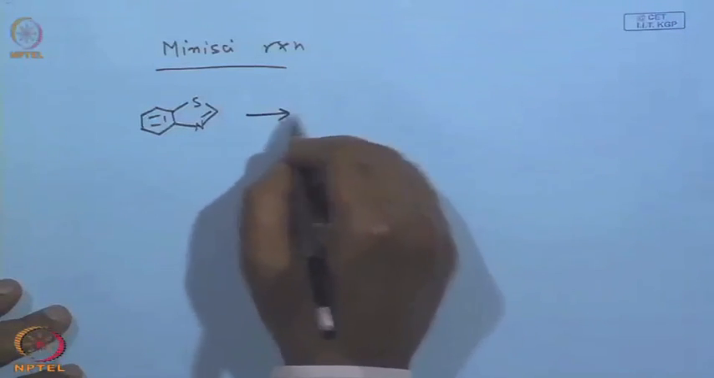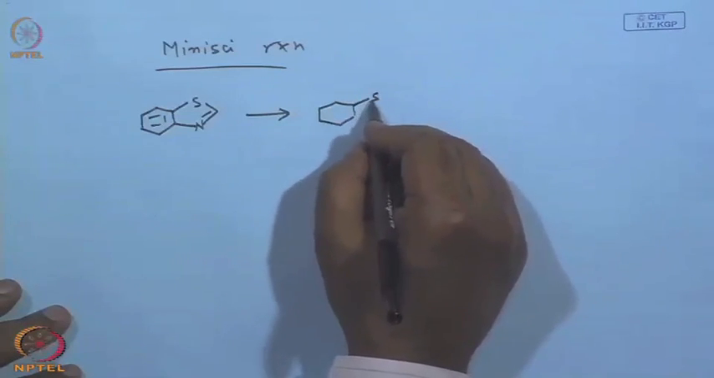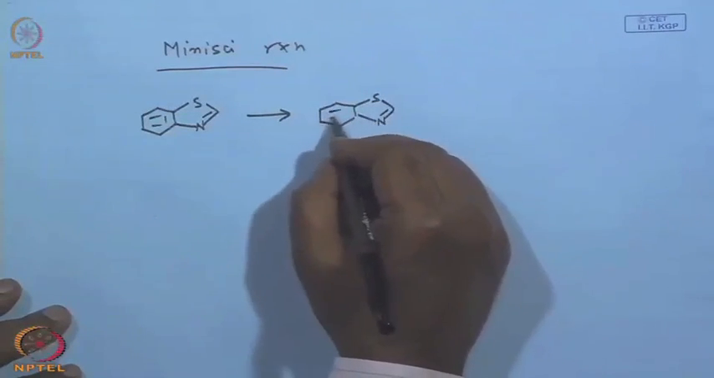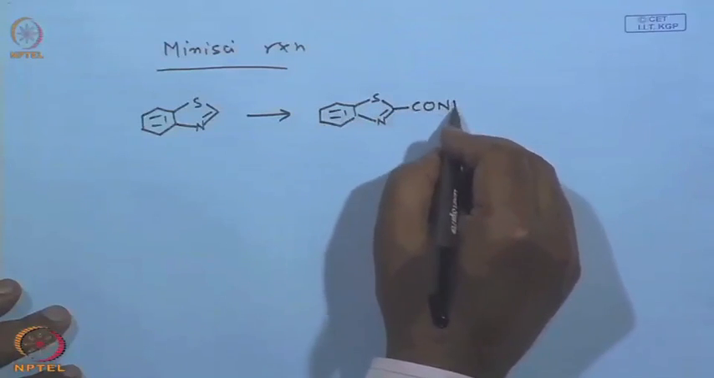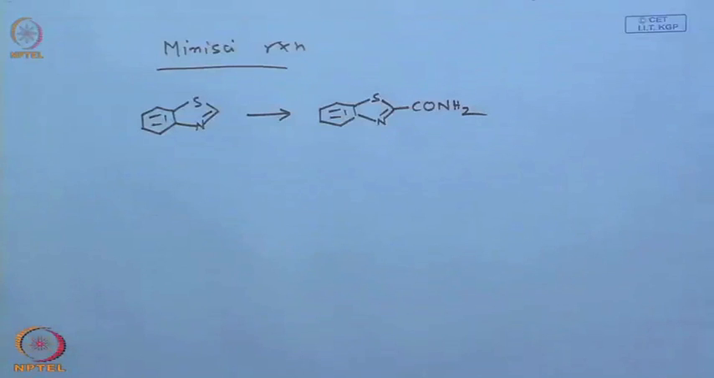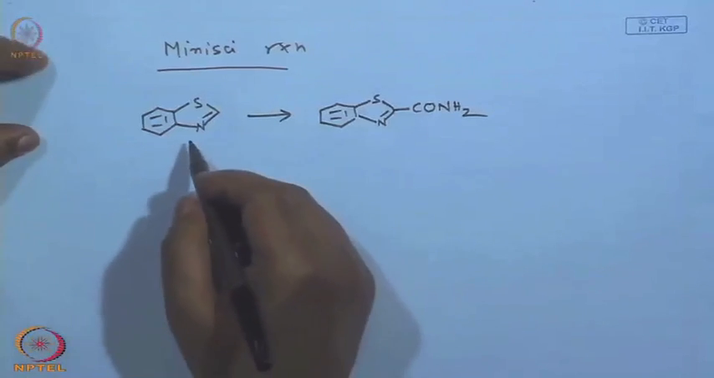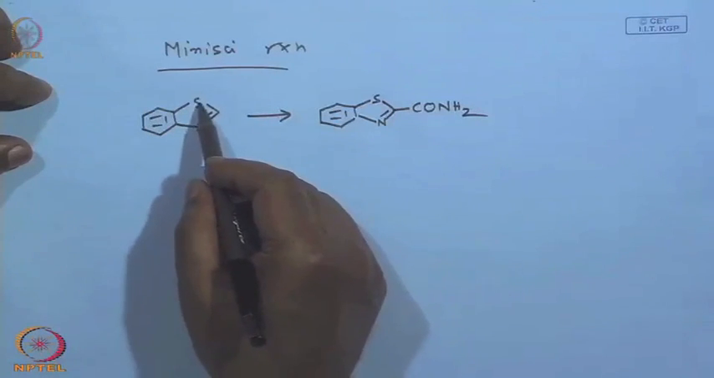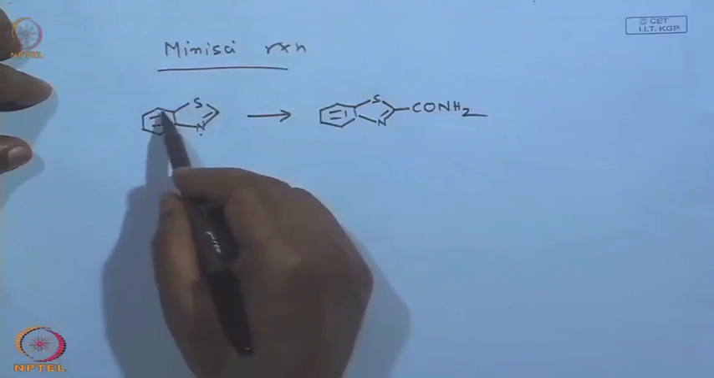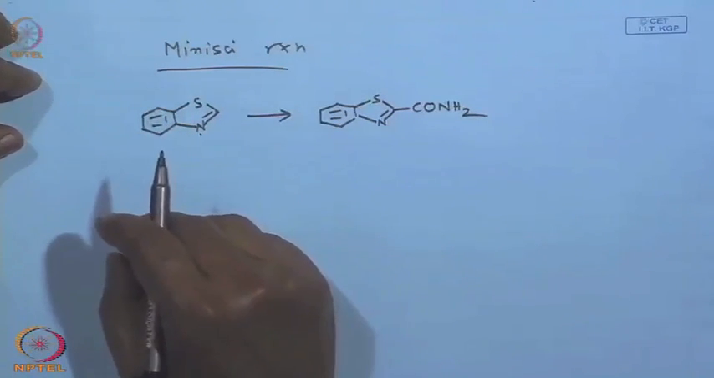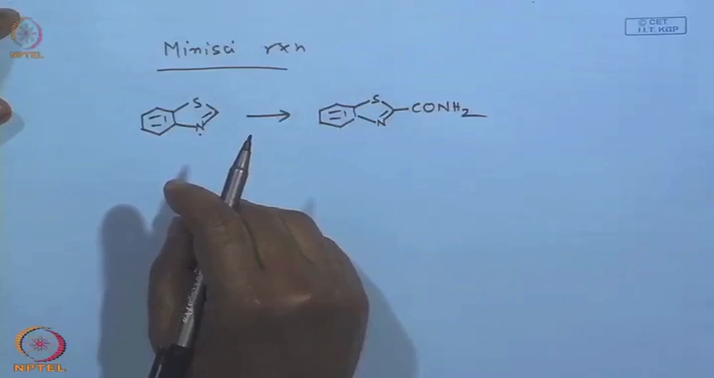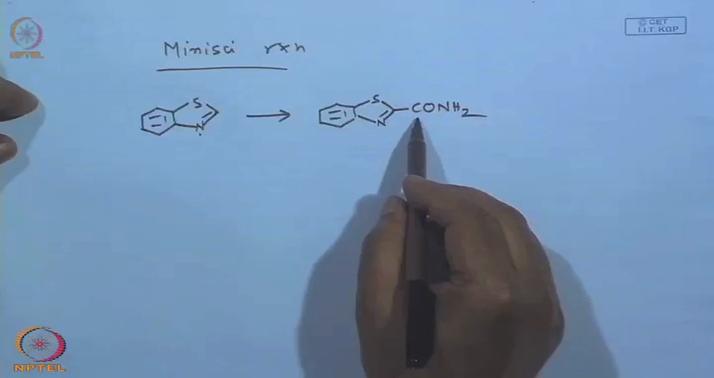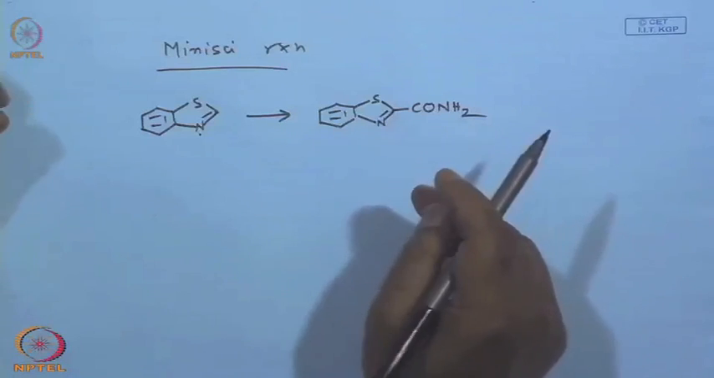Now let us say you want to convert this, or functionalize, let us say, with this. That means you are adding a carbon at a specific position, and if you look at the structure, you will see all the carbons are non-equivalent. Because of the presence of sulfur and nitrogen, all these carbons are non-equivalent in terms of symmetry. So obviously, it should be non-equivalent in terms of the reactivity. Now you want to accomplish a transformation where it would incorporate an amide group at this position. So how do you do it?